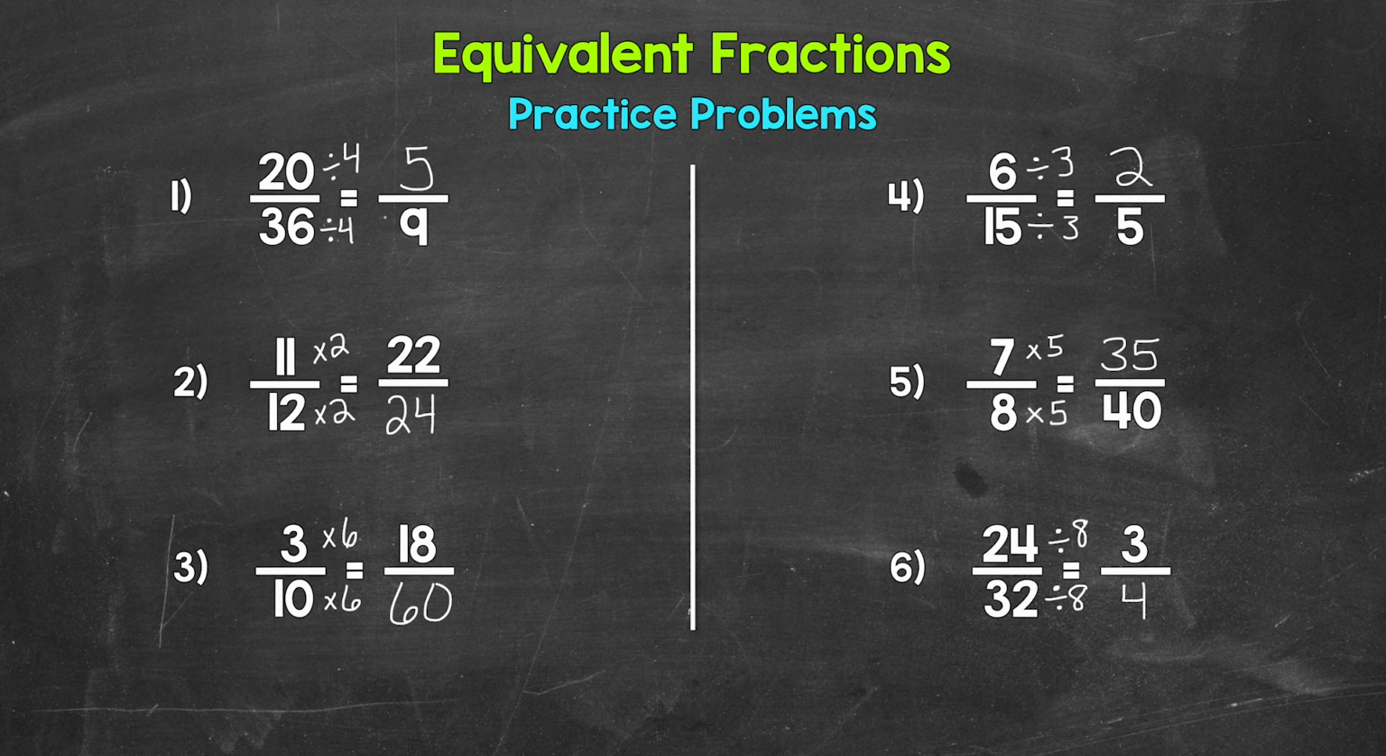Moving on to number 4, our missing numerator is 2. For number 5, our missing numerator is 35. And then lastly, for number 6, our missing denominator is 4.